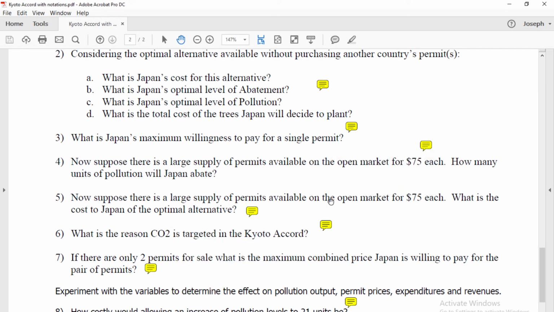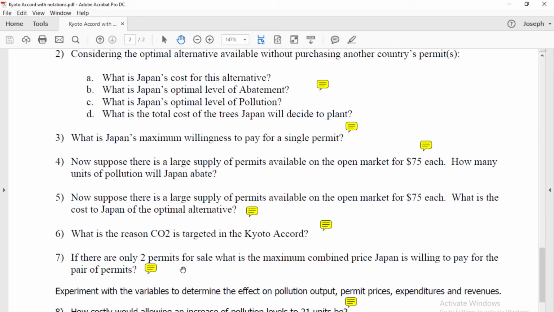If the permits are available on the open market for $75 each, what's the cost to Japan of the optimal alternative? We can add it up. They pay for 3 permits or $225. They'll do 5 abatements for $215, and they'll plant 2 trees for $133. Now the total is $570. They've saved themselves $26 by doing it that way. This is creating the marketplace for pollution, and it really does create an incentive structure which internalizes these costs.